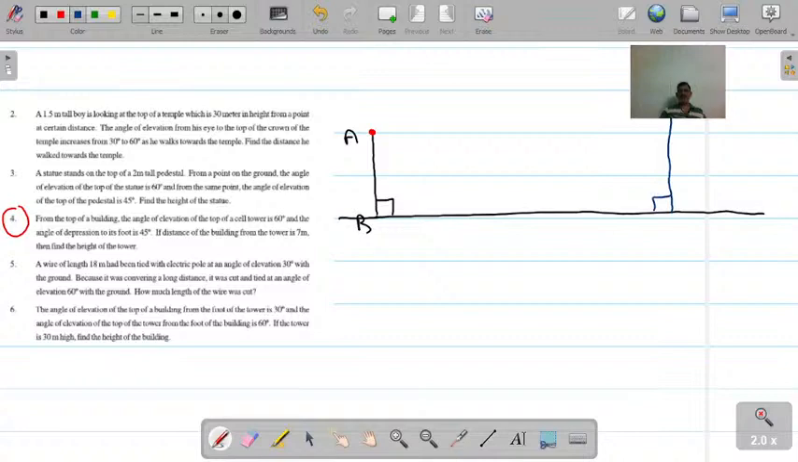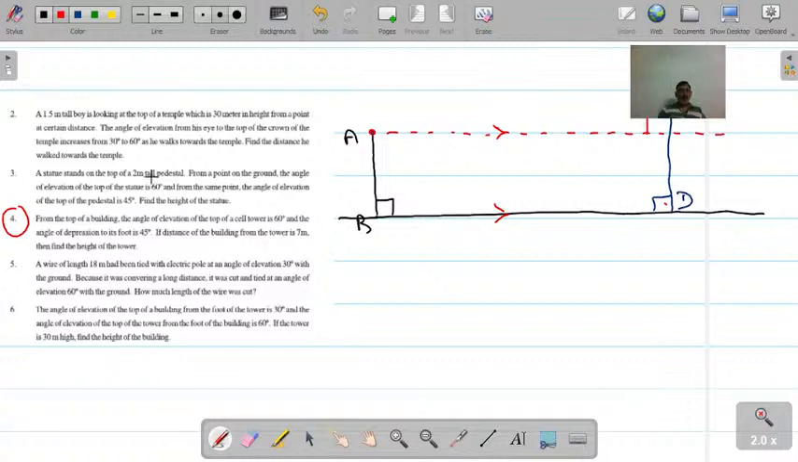CD is the cell tower. So now from here, if a person looks at things, it is parallel to the ground. This is the horizontal line. He looks straight, so you can clearly see that it is parallel to the ground. Now because this is 90, this is also 90.